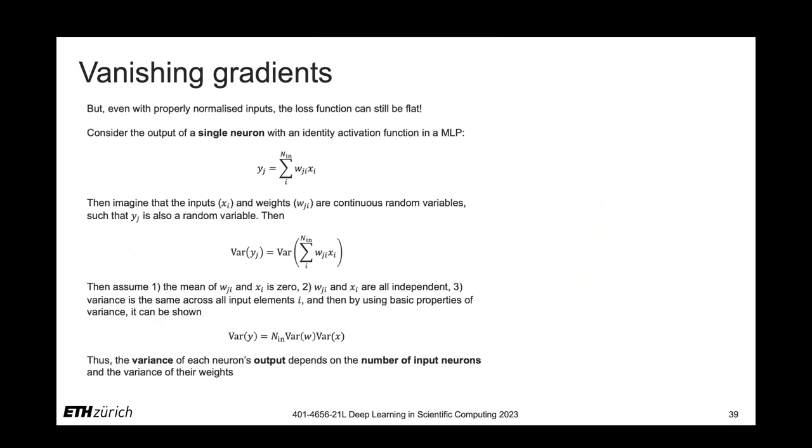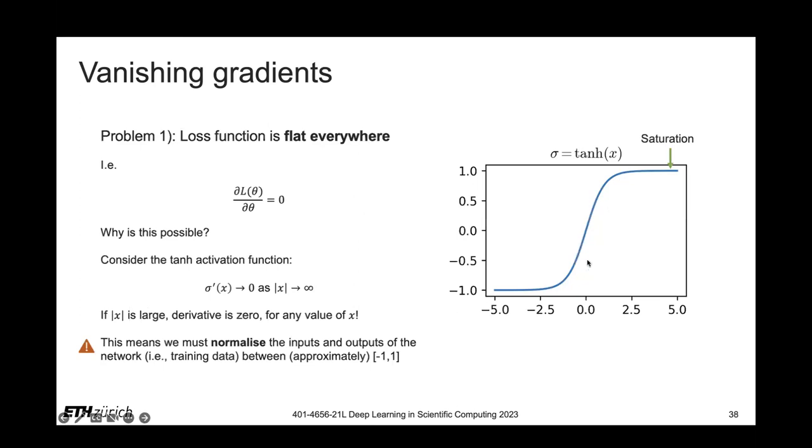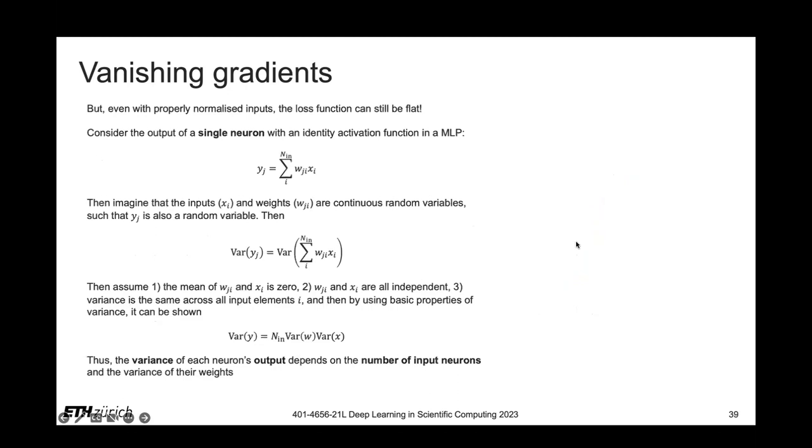Okay, so the next interesting thing is, say that we've normalized our data properly, so that we're falling within this part of the tanh function. The loss function can still be flat even if you do that, and this is another problem of neural networks, which is called vanishing gradients.